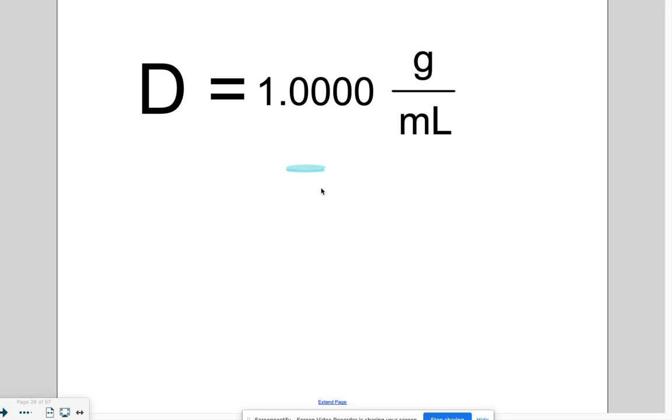The neat thing about this, and I wish we could play with other liquids, and maybe one day we will, because that's not going to be true for other liquids. If we measure 1 milliliter of vegetable oil, for instance, it would not equal 1 gram. I'm wondering if you would know if it would be less than 1 gram or more than 1 gram.